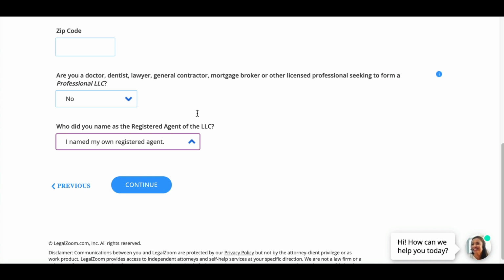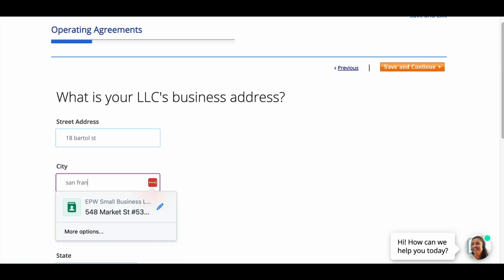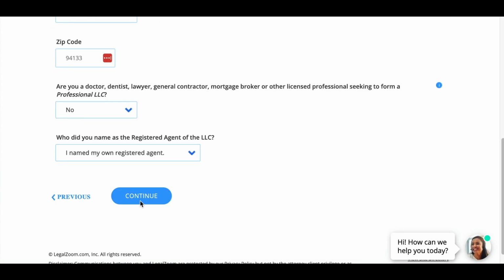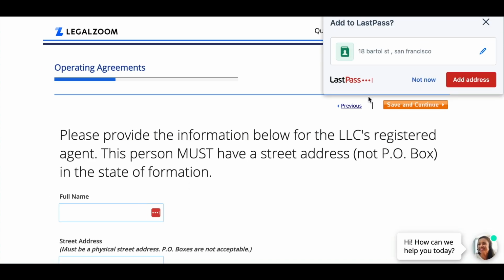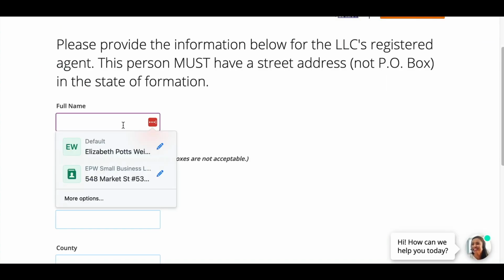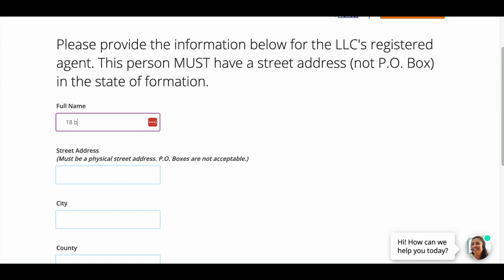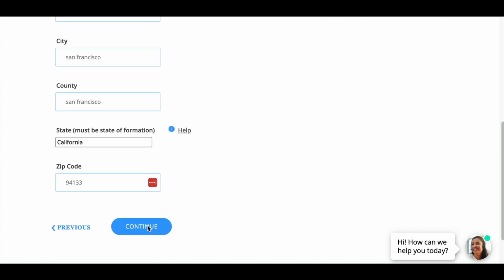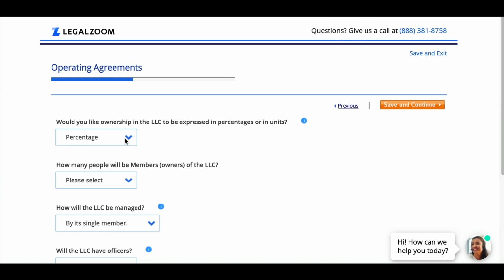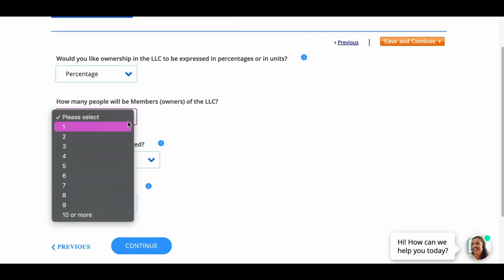I named my own registered agent. This is a business address for my law firm. So the other one actually didn't ask for an address, did it? Registered agent. It must be a street address. Okay, continue. Would you like the ownership of the LLC to be percentage? Percentage I usually recommend because that's easier for LLCs because they're kind of like a partnership and it's usually how people think of it. How many people will be members, owners of the LLC?